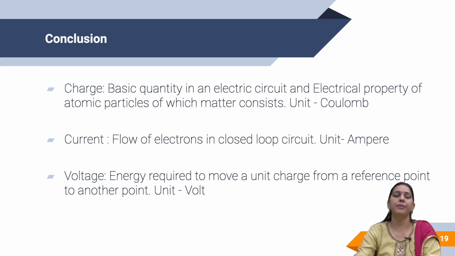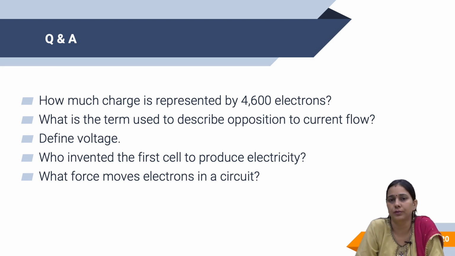A quick recap of what we have done till now. Now let us move forward with question and answer, so that you will be able to revise what we have done till now. The first question: how much charge is represented by 4600 electrons? Are you able to do that? What is the term used to describe the opposition to electrical current flow? How would you define the electrical voltage? Then, who invented the first cell to produce electricity? What force moves the electrons in an electrical circuit?